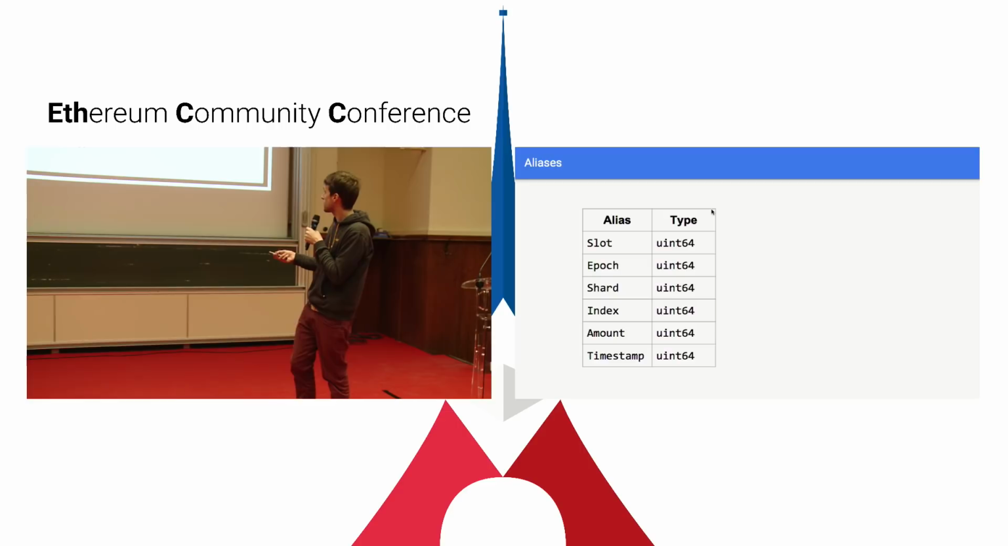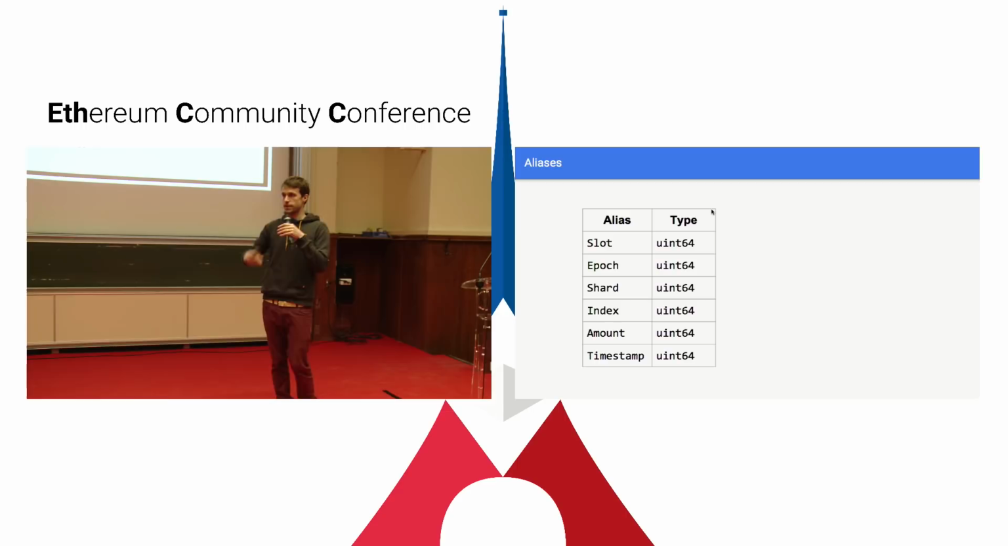So the notion of epoch, I haven't talked about that. It's basically 64 slots. And the index, I mean validator index. So in the registry of validators, every validator will have a well-defined index.